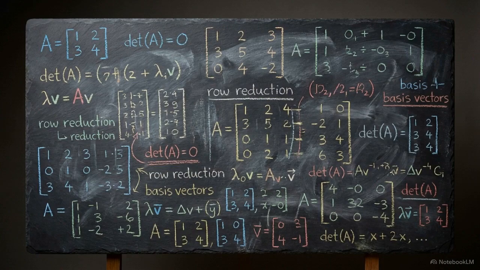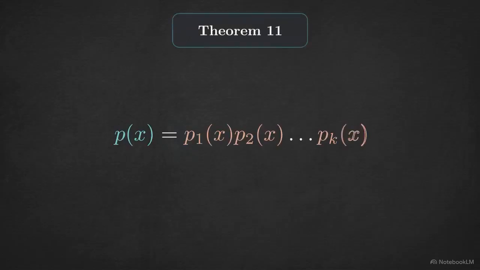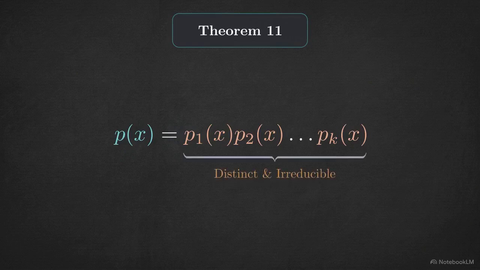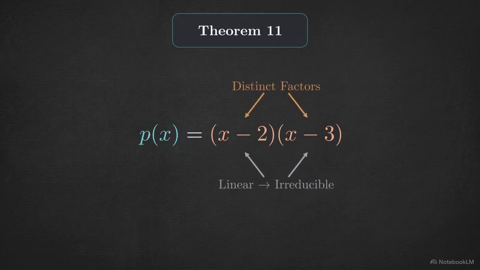In practice, we can't always hunt for every possible subspace to see if it has a complement. We need a way to verify semi-simplicity using only the operator's polynomial properties. Theorem 11 provides that criteria. It states that an operator is semi-simple if and only if its minimal polynomial is a product of distinct irreducible polynomials. For example, consider a minimal polynomial p of x equals (x - 2)(x - 3).